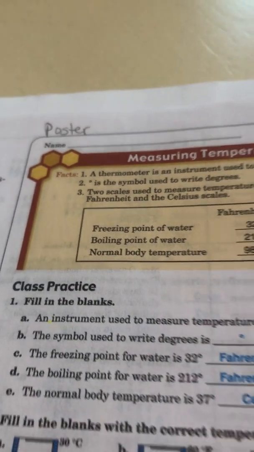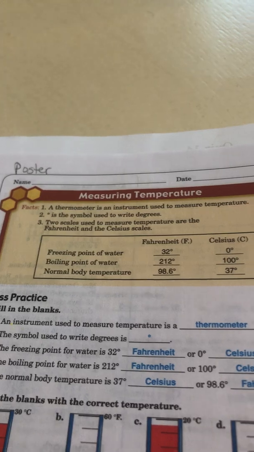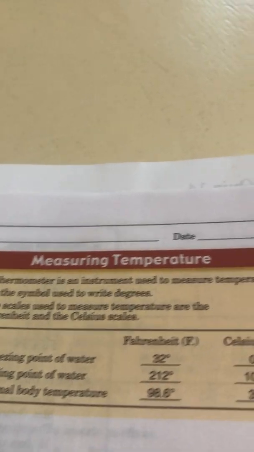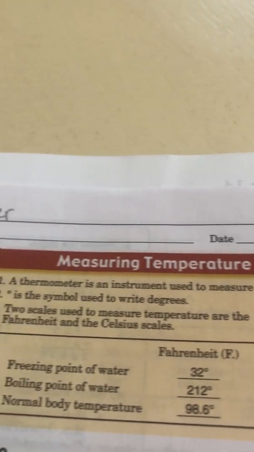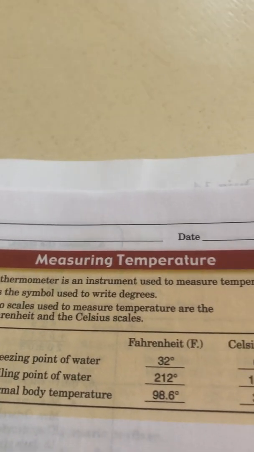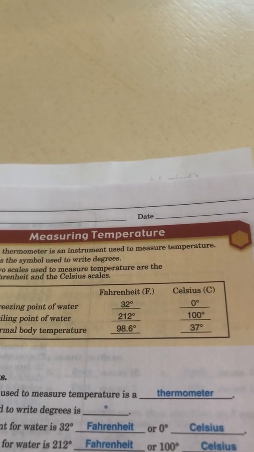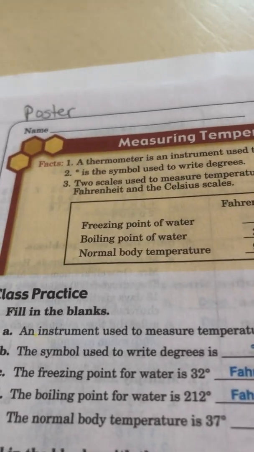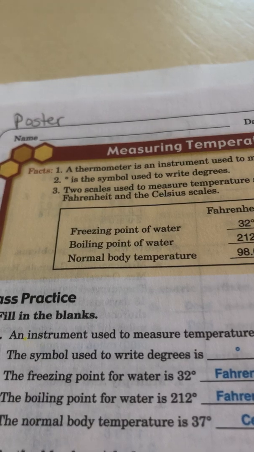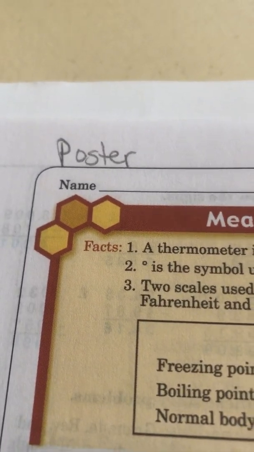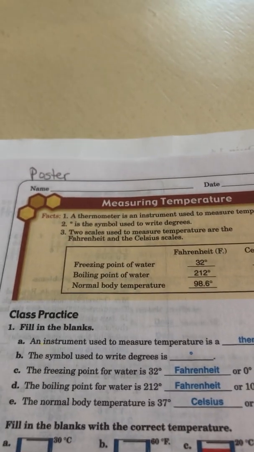An instrument used to measure temperature is, what did we say that was, class? A thermometer is an instrument used to measure temperature. See that for number 1, so you'll write thermometer. Okay, the symbol used to write degrees is that little circle at the beginning of number 2. That goes in number 2.